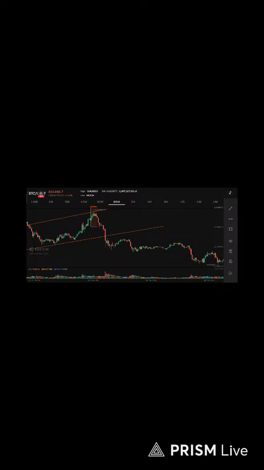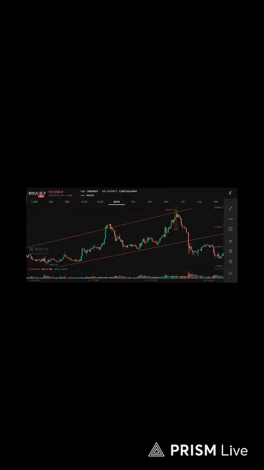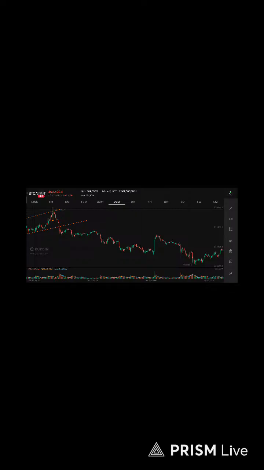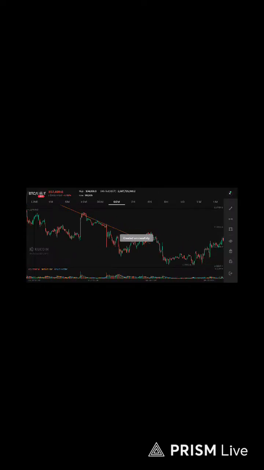So this is it. This is the shooting star that just took place, okay? Now check what happened to the market. The market turned down. Let's keep going.